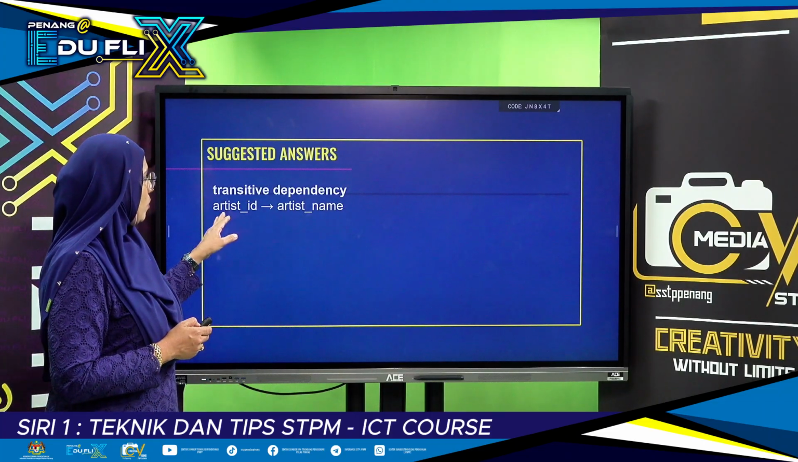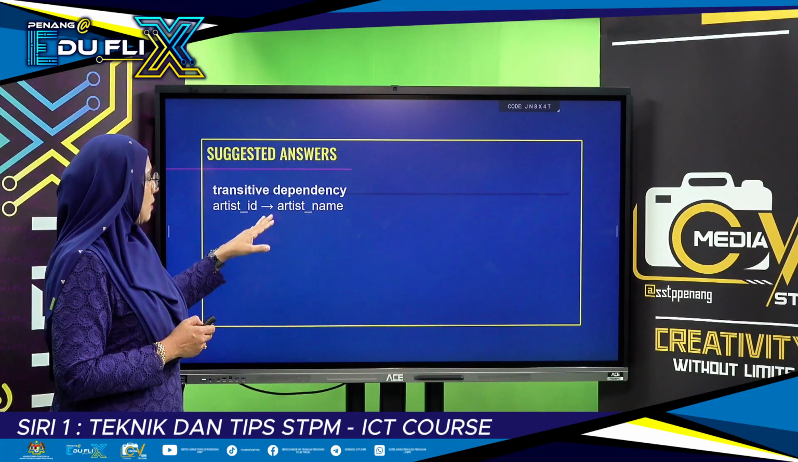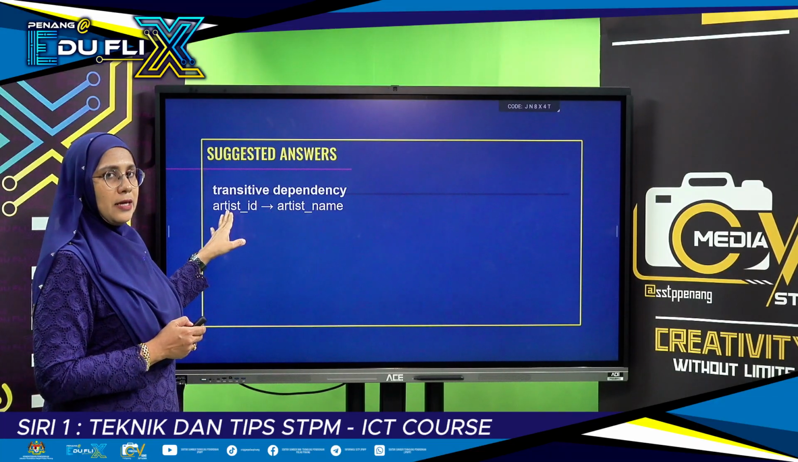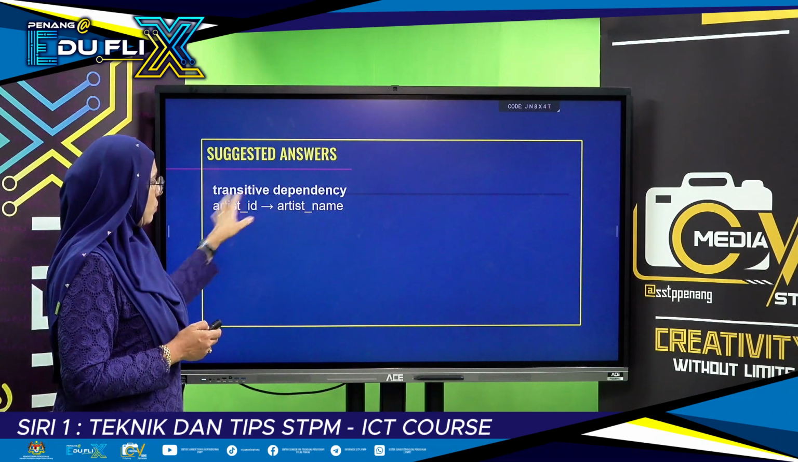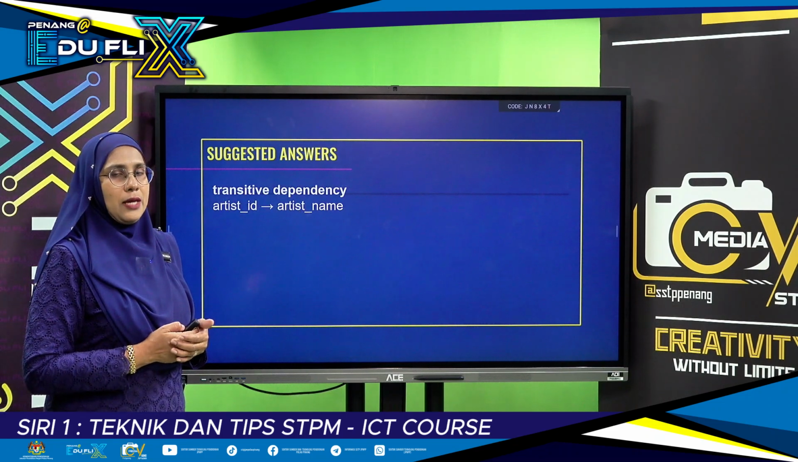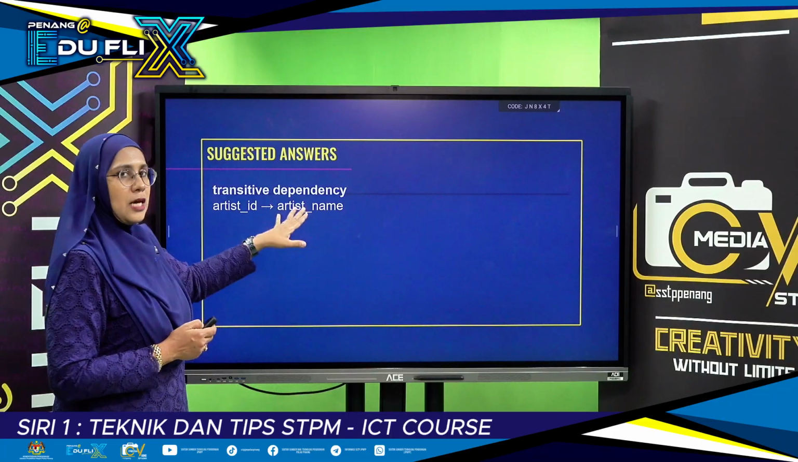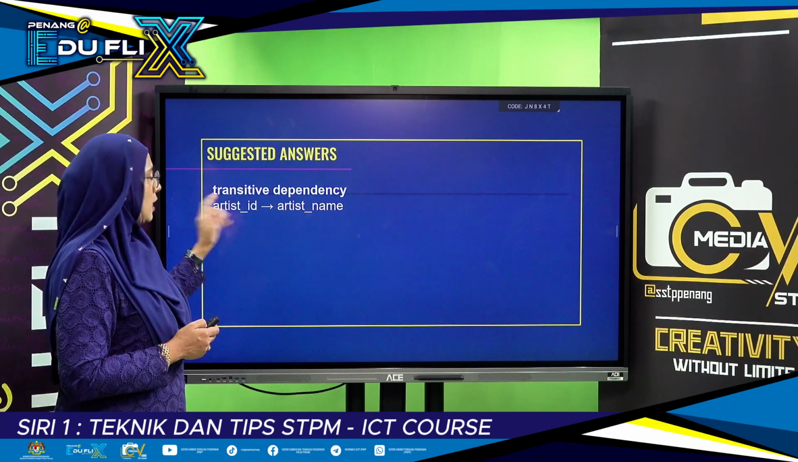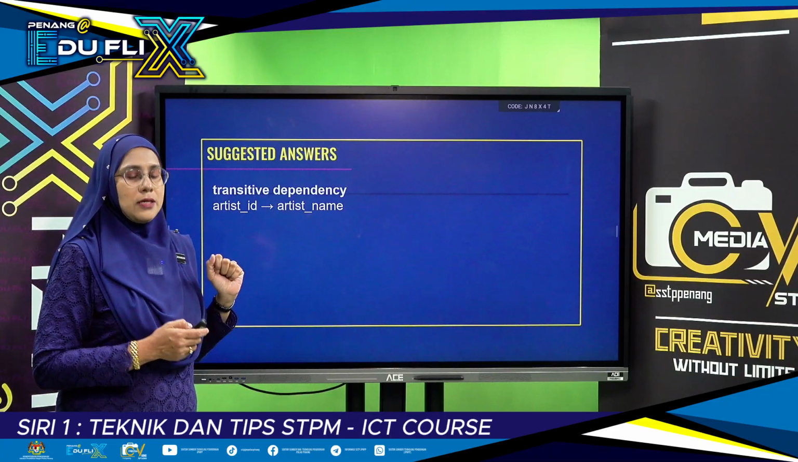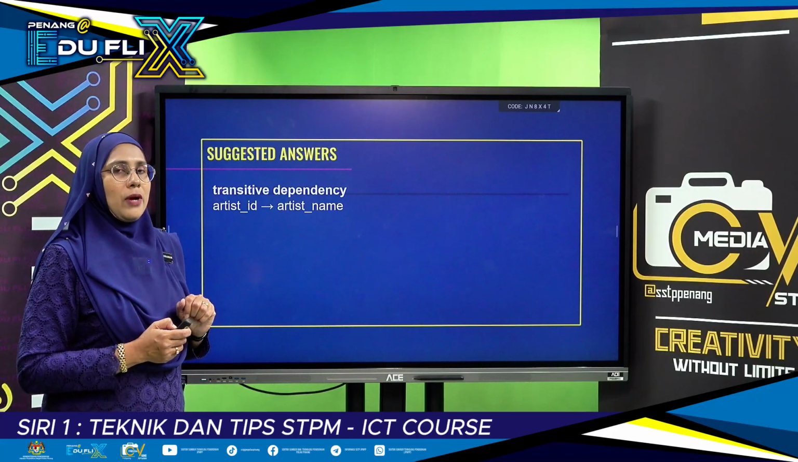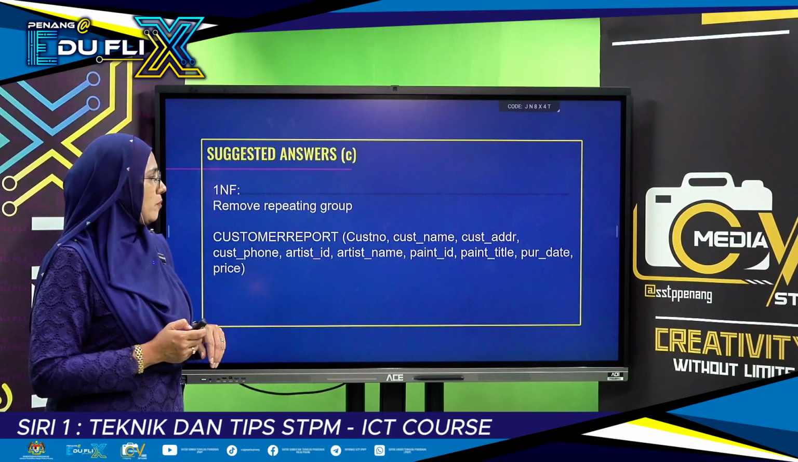Okay, and then one more, transitive dependency. Artist name depends on artist ID. Both are not primary keys. They are attributes. So this attribute depends on this attribute. That's why it is a transitive dependency. So it's quite tough to identify, especially for the transitive dependency.